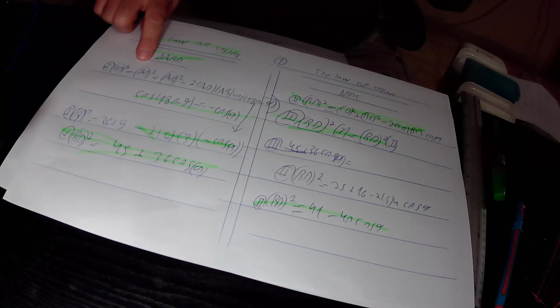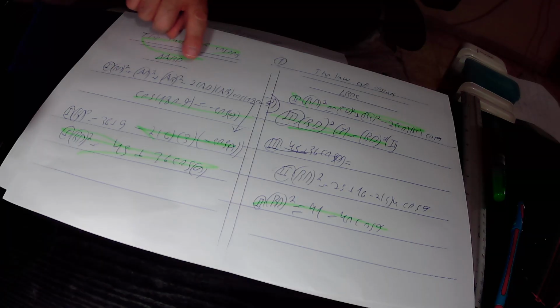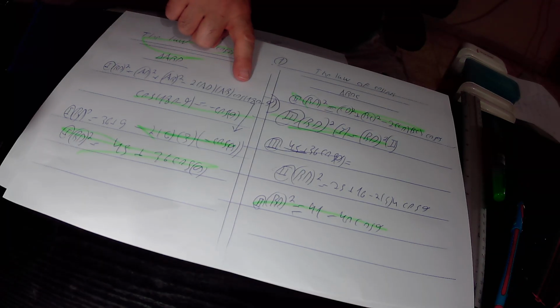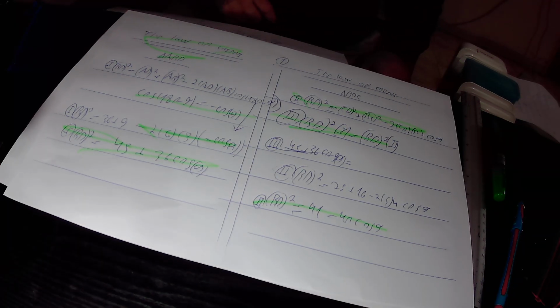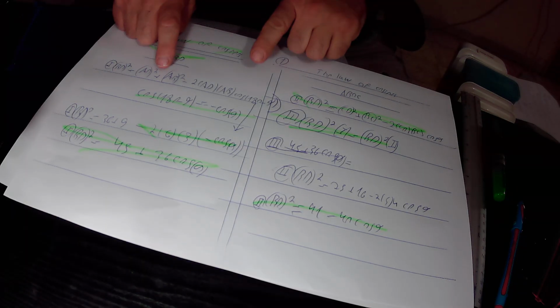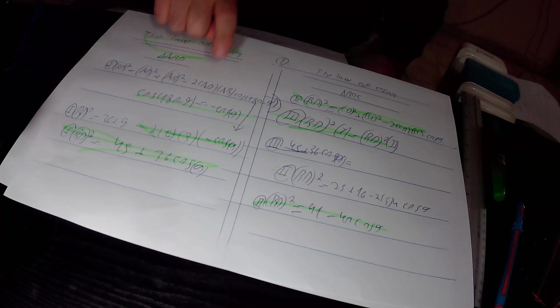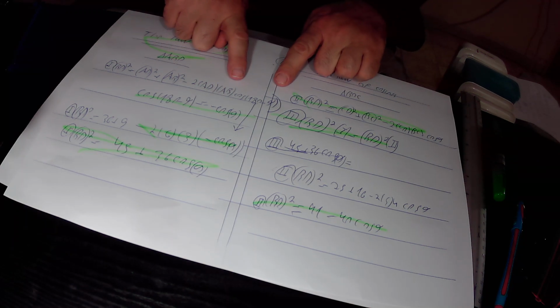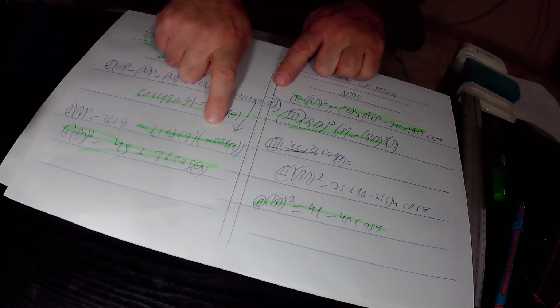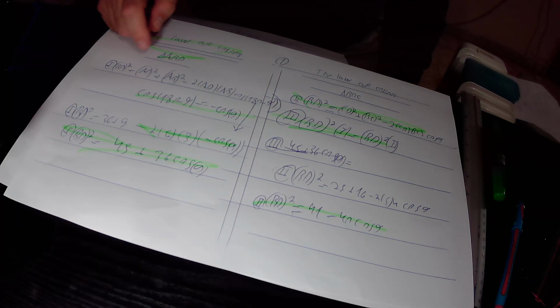BD squared equals AD squared plus AB squared minus 2 times AD times AB times cosine of 180 degrees minus alpha. We have the trigonometric identity that says cosine of 180 degrees minus alpha equals minus cosine alpha. Therefore, we can substitute cosine of 180 degrees minus alpha in equation 1 by minus cosine alpha. And we also have BD squared equals AD squared.